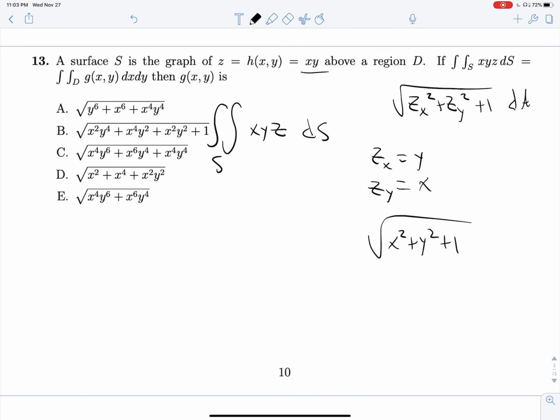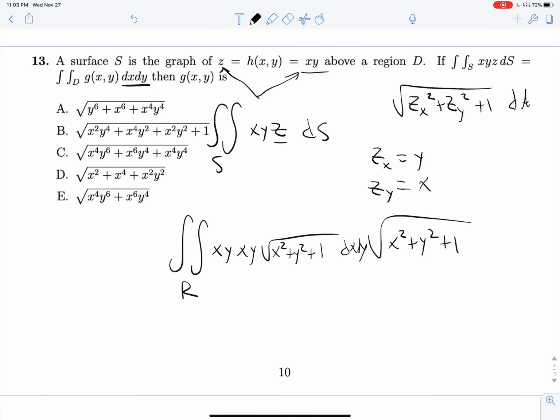So we can set this square root up as x squared plus y squared plus 1. And since we want to turn this into an integral over dx dy, we need to get rid of this z in here, which we can do because we see that z is equal to xy. So this whole integral is going to turn into the integral over R of xy root x squared plus y squared plus 1 dx dy.